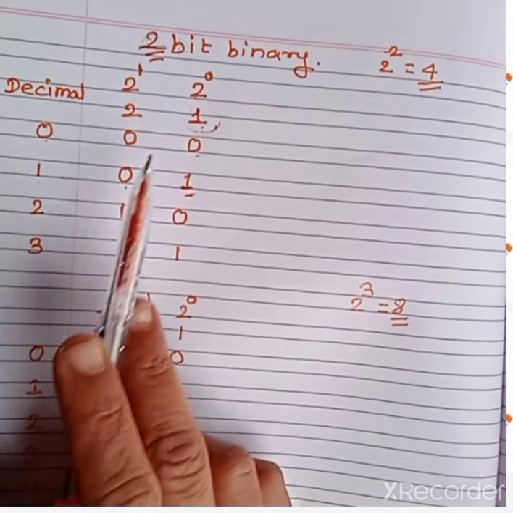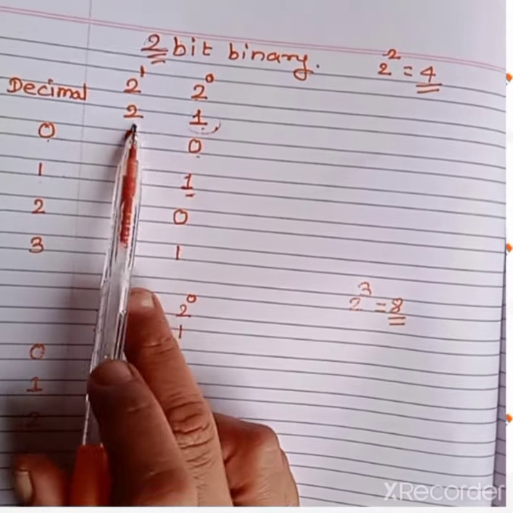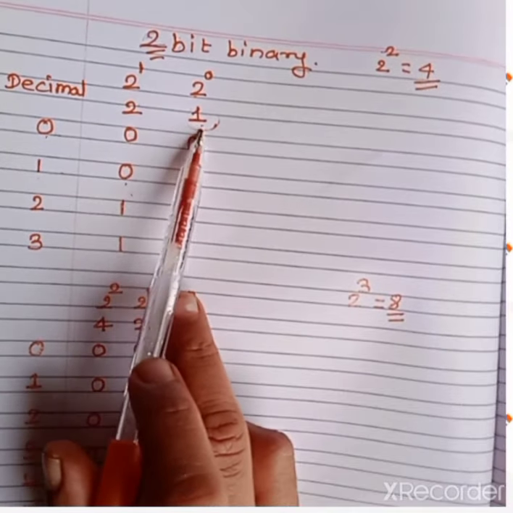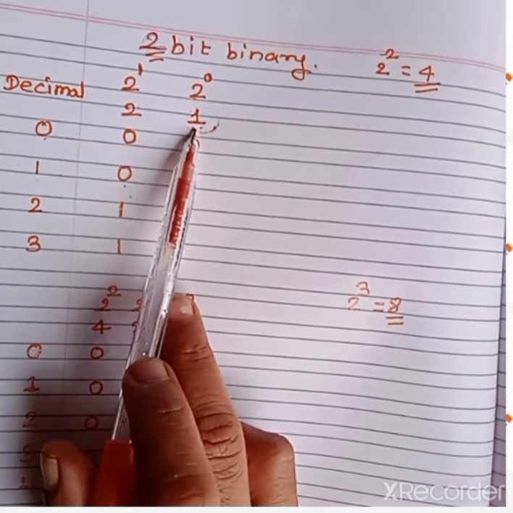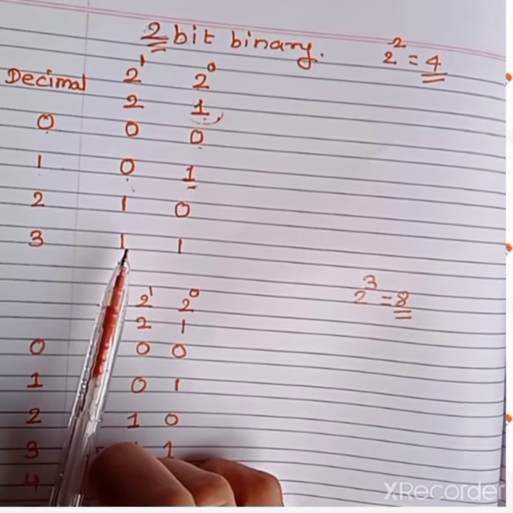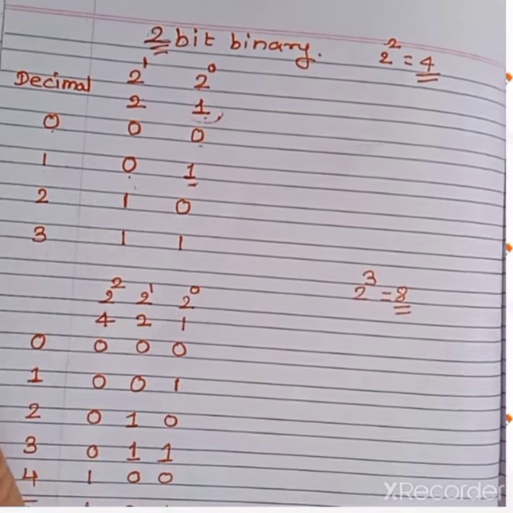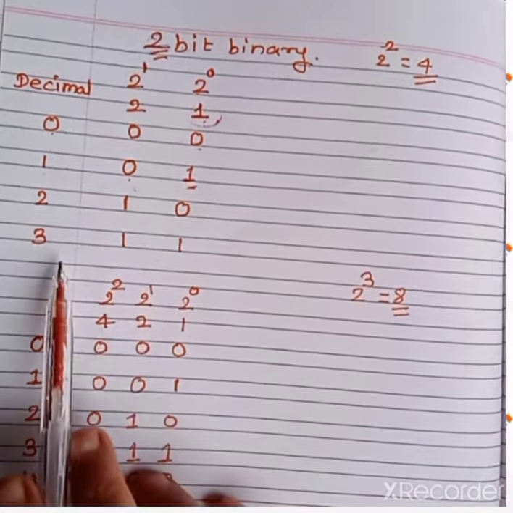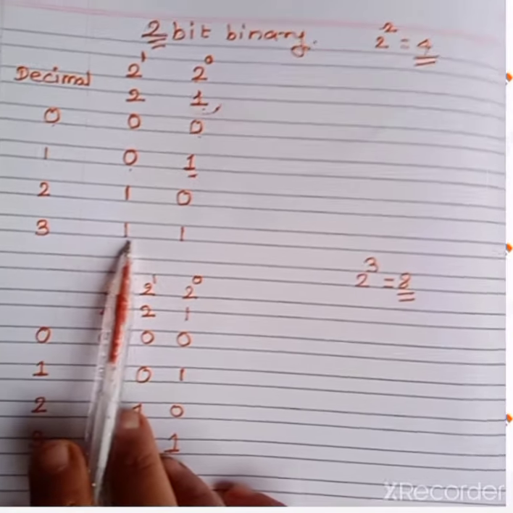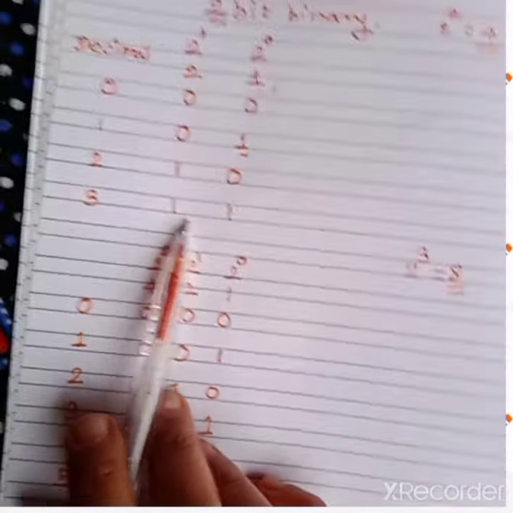Now for 3, I have to make both the weights 1. Then and only then will I get decimal 3, because 2 plus 1 is 3. So that's why I have made both the columns 1 1. So decimal 3 is represented in 2-bit binary like 1 1.